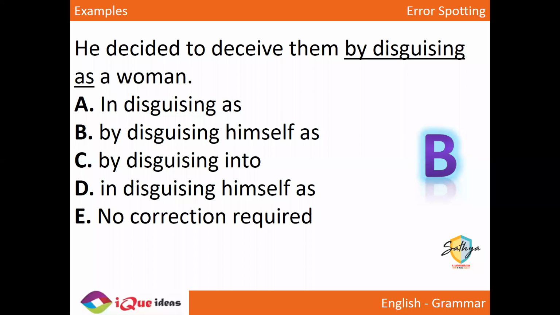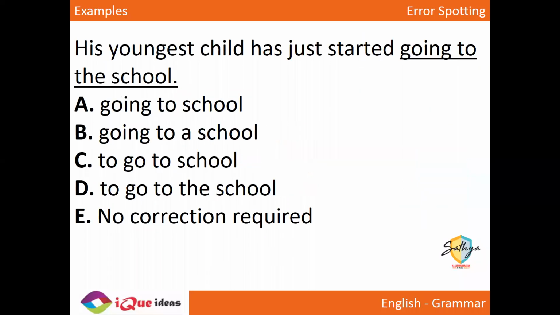A lot of students did not get this one. I hope now you understood. In disguising as, nahin, he decided to deceive them in, nahin, you deceive somebody by doing something, right? Deceive means to cheat. So you cheat someone by doing something. So by ka aana zaruri hai. Or B and C may say you don't disguise into, you disguise yourself as something. So the best possible option definitely has to be B. Did everybody get this one? Okay, chalo, moving on. Next one then.